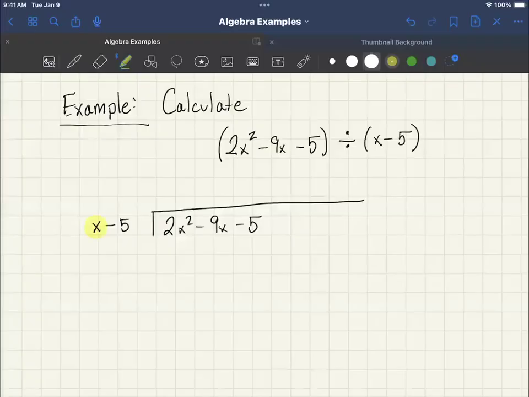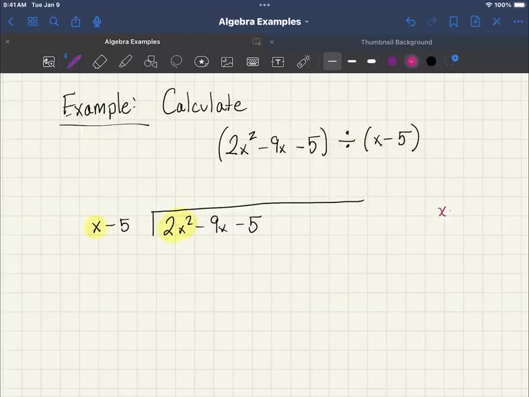We're just going to look at the x, and we're just going to look at our first term. So remember how in the long division, we only looked at the first number? We're going to do the same thing here. So let's start off with, we have x, and we have 2x squared. I'm going to do this on the side.